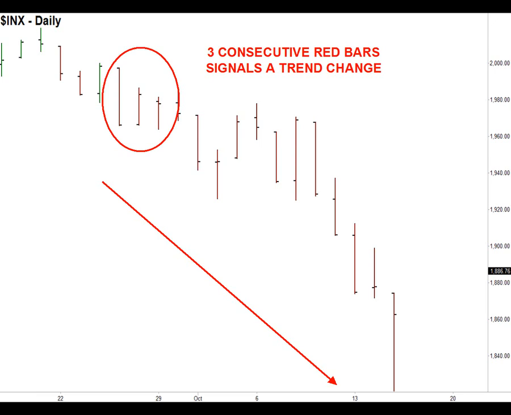In fact, the market fell close to 1,000 points since we first warned everyone of this 3 consecutive red bar change here. Okay, so then we came down, I believe, to the 15th where the market really went straight down, but seemed to have some type of reversal.